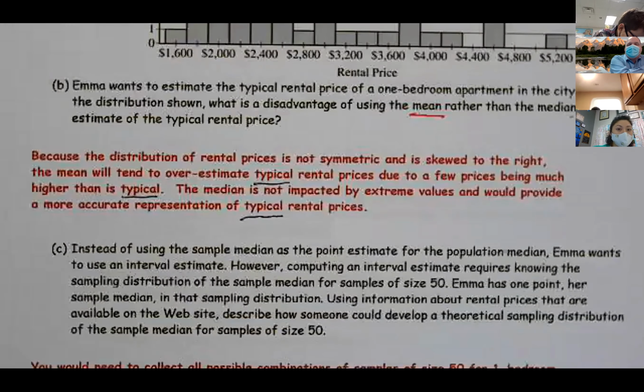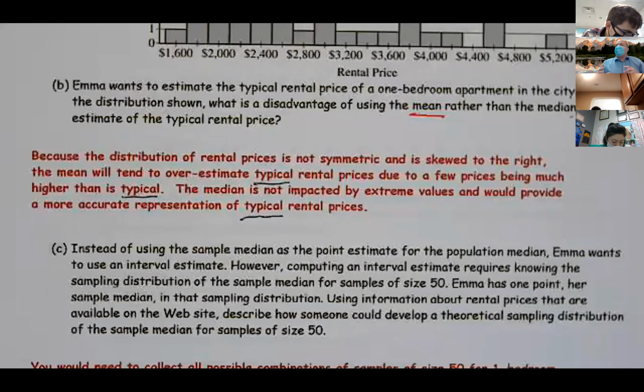However, computing an interval estimate requires knowing the sampling distribution of the sample median for samples of size 50. Emma has one point, her sample median, in that sampling distribution. Using information about rental prices that are available on the website, describe how someone could develop a theoretical sampling distribution of the sample median for samples of size 50.